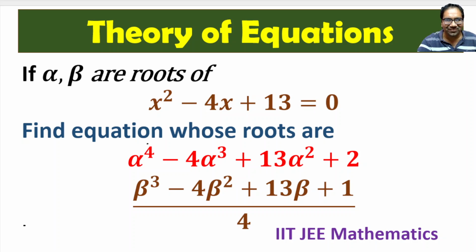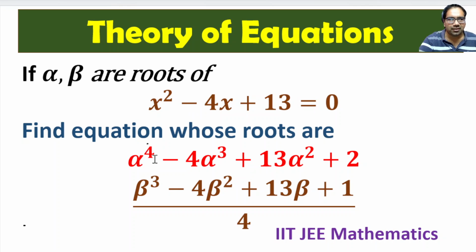Hi friends, here we are given an equation x² − 4x + 13, and α, β are roots of this equation. Then we have to find the equation whose roots are α⁴ − 4α³ + 13α² + 2, and similarly (β³ − 4β² + 13β + 1)/4. Okay, at the outset, it looks very clumsy.